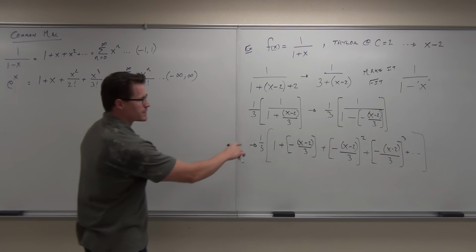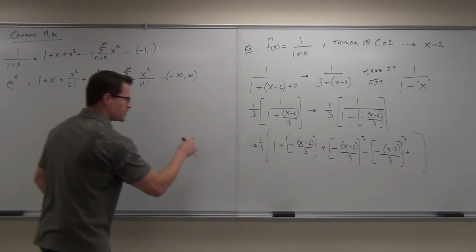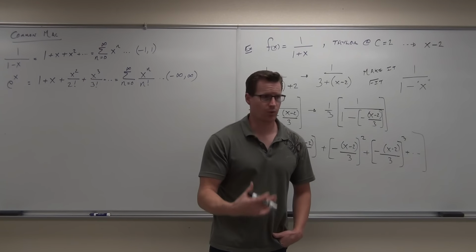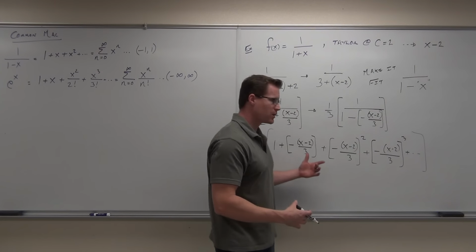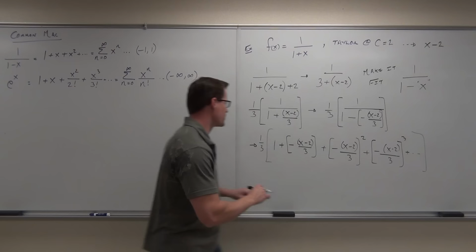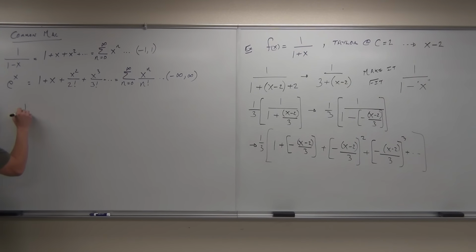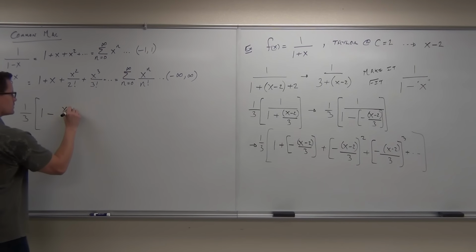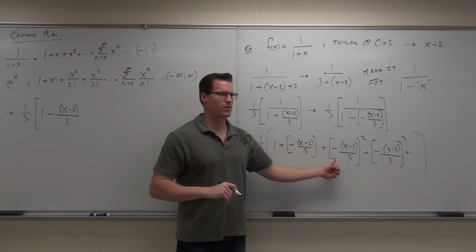Let's keep on going. Let's simplify this. Remember, we are looking for patterns here. I'm not going to go 9 and 27. What I'm going to do is keep the 1/3. I'm going to do a 1, then a minus. So notice how that's a minus. We got x minus 2 over 3. What's the next thing we're going to have, a plus or a minus?